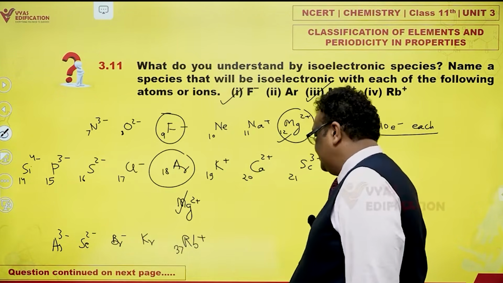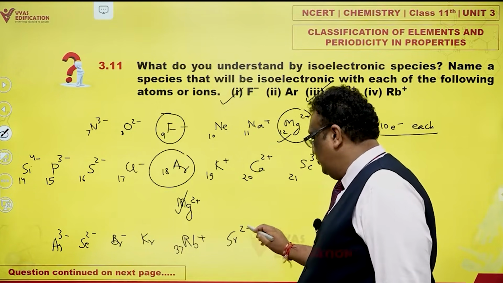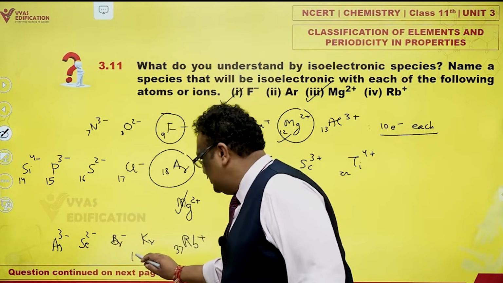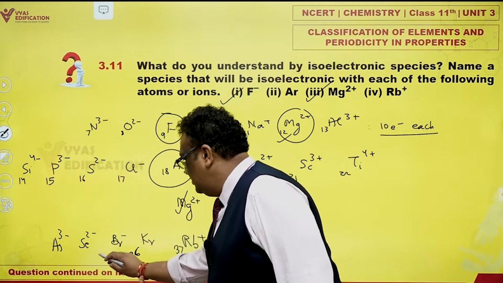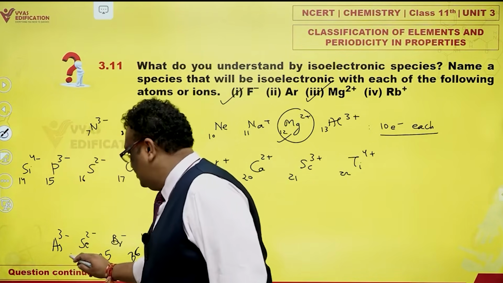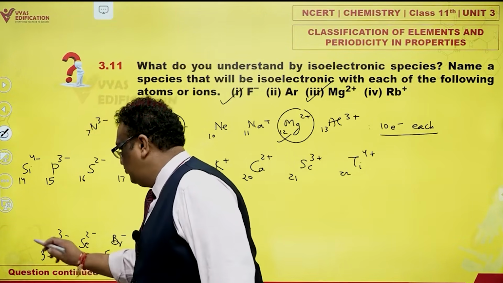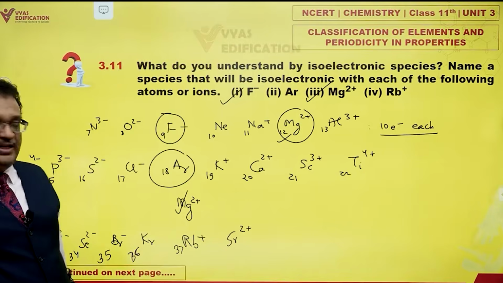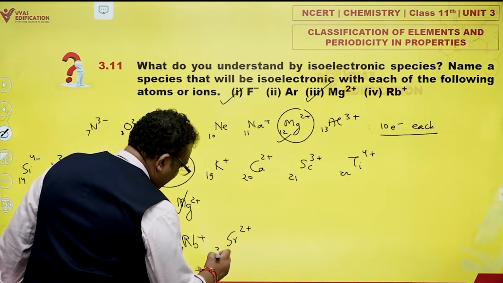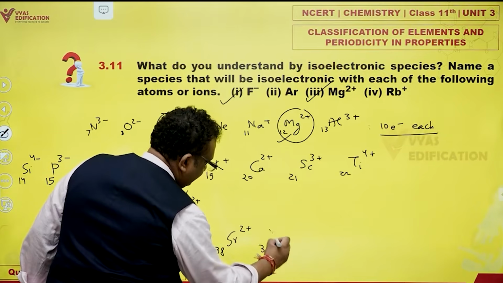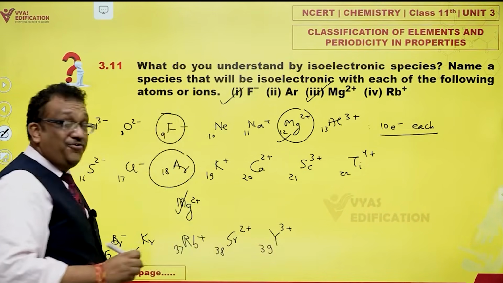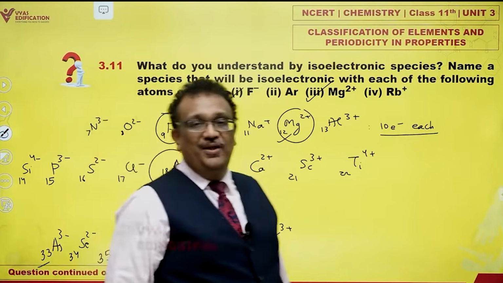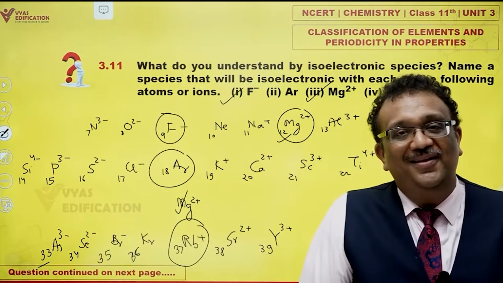Go on the other side. You have strontium cation, very much. So, if you consider each of them, this is 36, this is 35, this is 34, this is atomic number 33. All of them are isoelectronic. Even yttrium 3+. Are they isoelectronic with rubidium ion? Yes. You could take any one of them and each of them is going to be the correct answer.